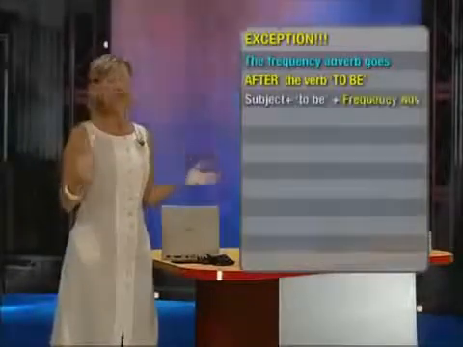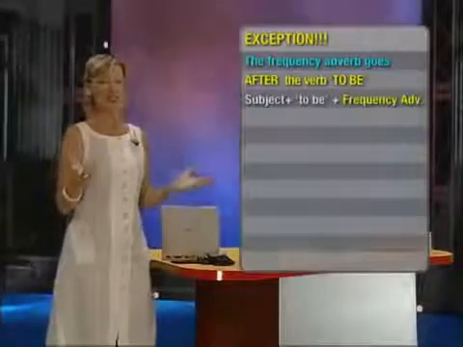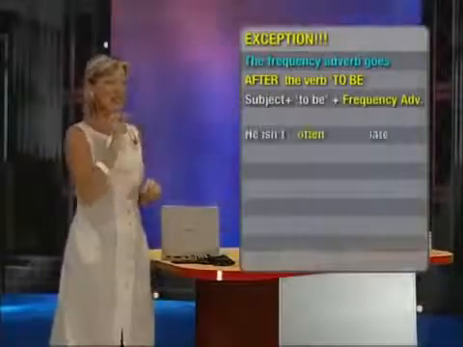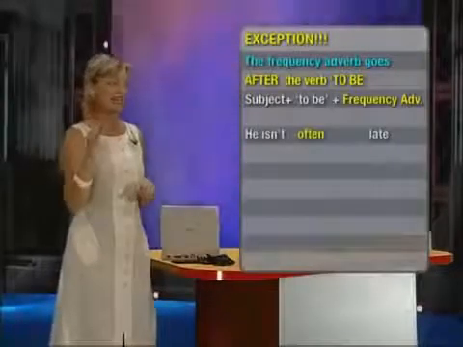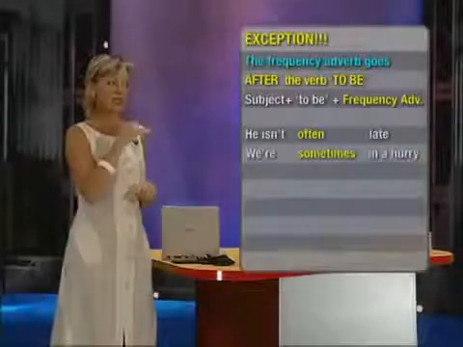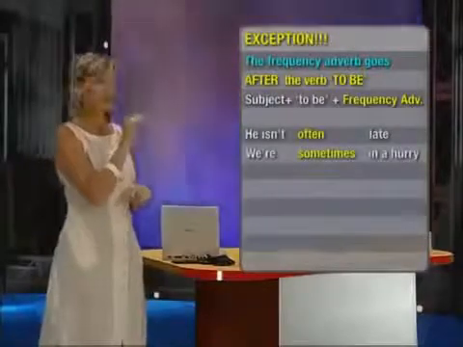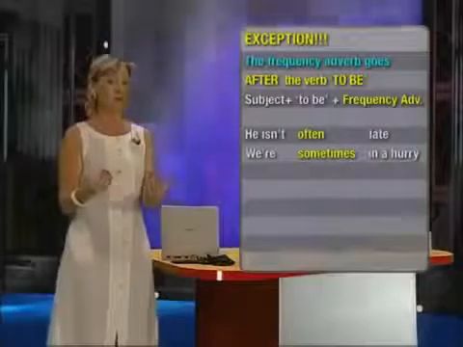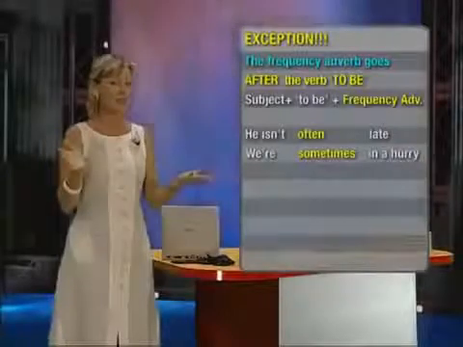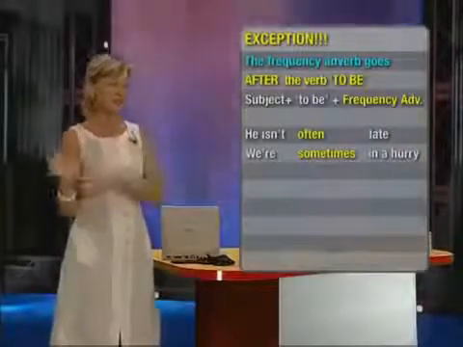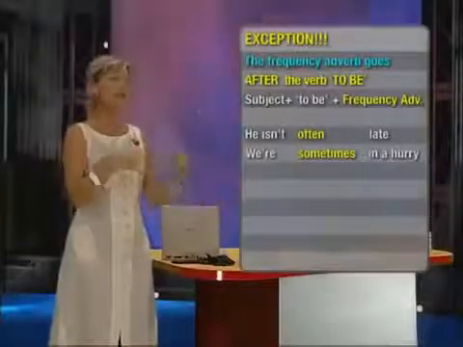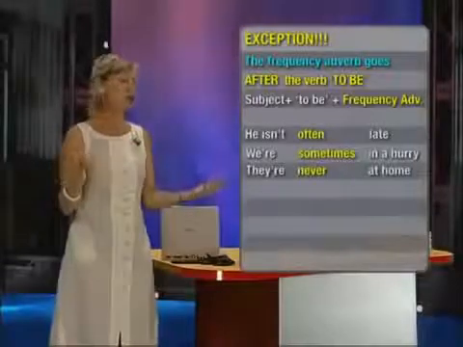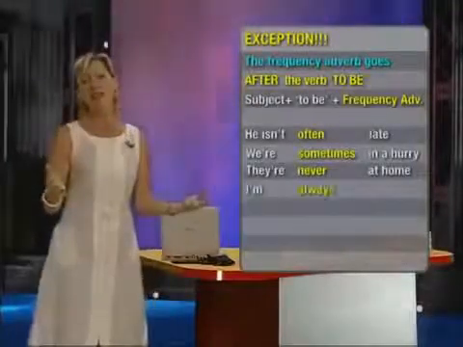The verb to be is always an exception in English. Let's see how that works. Look at the example. He isn't often late. We're sometimes in a hurry. You see the position. The position of the frequency adverb is after the verb to be, not before. And that's the rule. So he isn't often late. We're sometimes in a hurry. They're never at home. And I'm always tired.